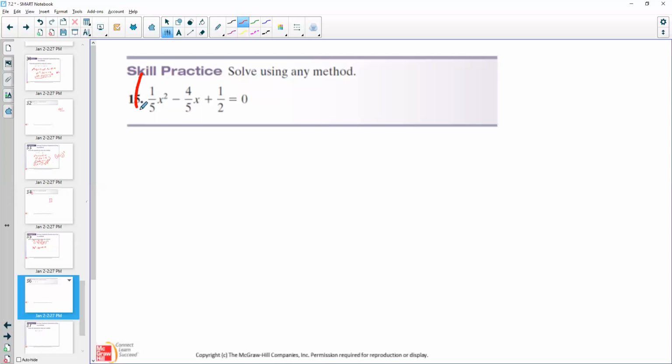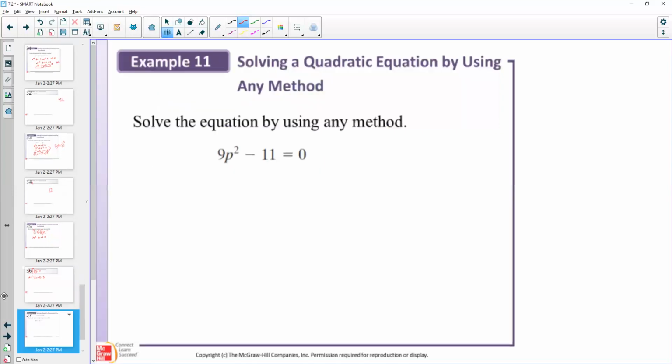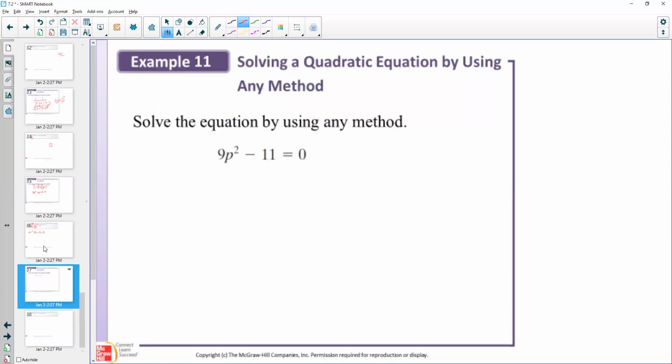The least common denominator here is 10. We get 2x squared minus 2 times 8x plus 5 equals 0. It's not a pretty thing to factor, so I'm not going to. I'm going to use the quadratic formula. That's fine. And then this guy at the end, let's see.